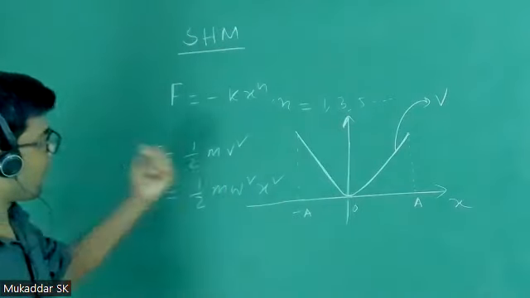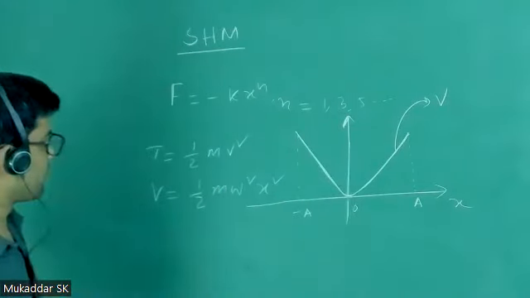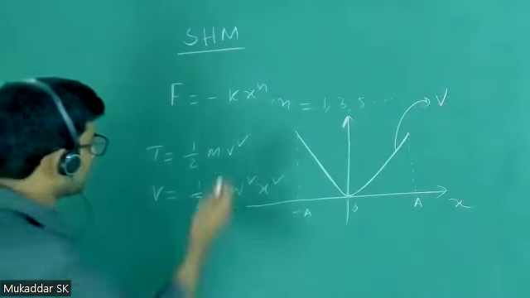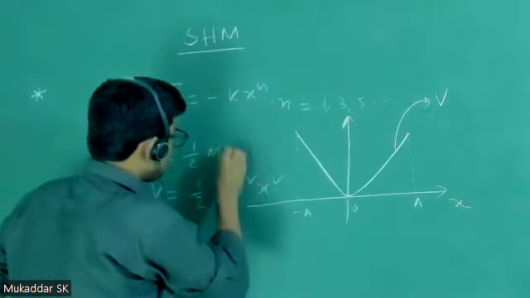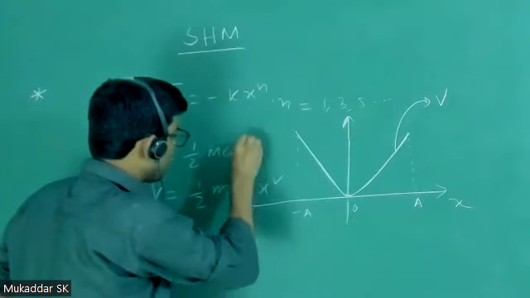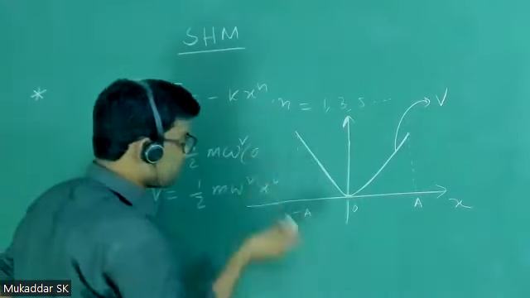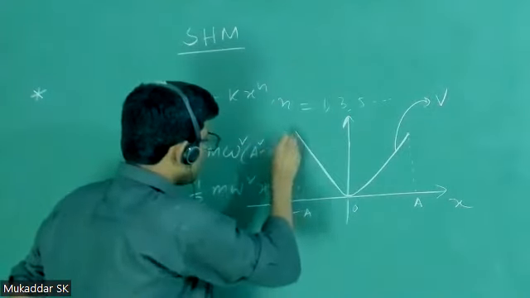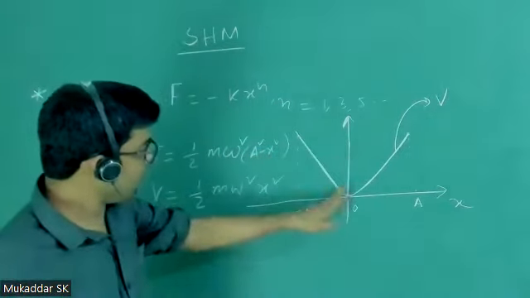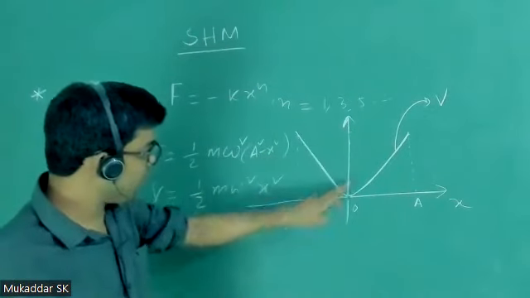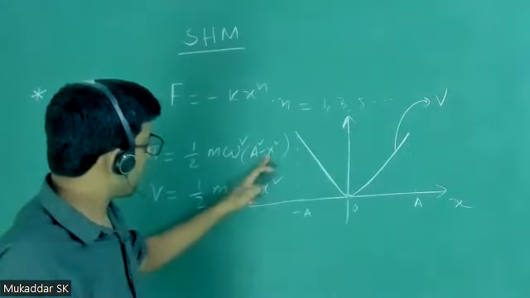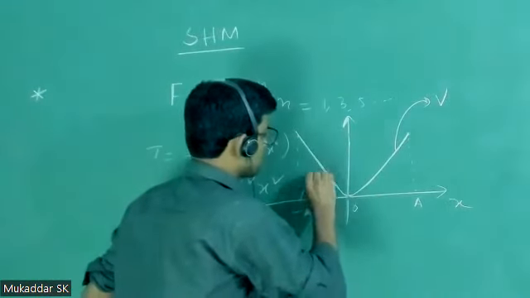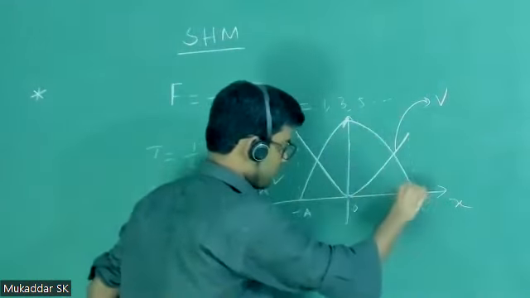And then if you draw the kinetic energy, what kind of graph will it be? If you remember, kinetic energy is an inverted parabola, exactly half m omega square. If you take amplitude, it will be a square minus x square. So at the mean position it will be maximum, but at the extreme position it will be 0. So it will be an inverted parabola, like that.